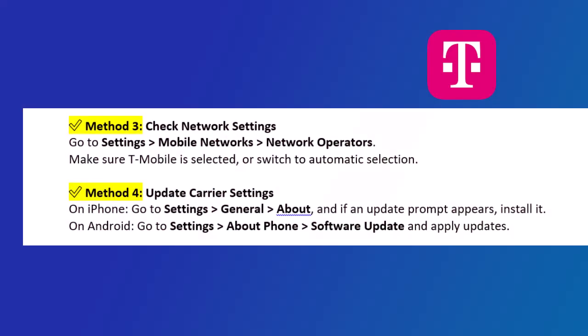Method 3. Check network settings. Go to Settings, Mobile Networks, Network Operators, and make sure T-Mobile is selected, or switch to Automatic Selection.